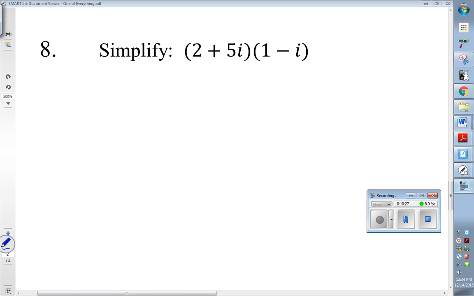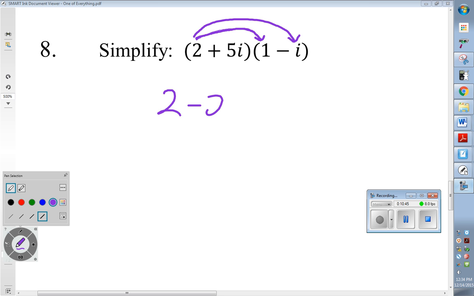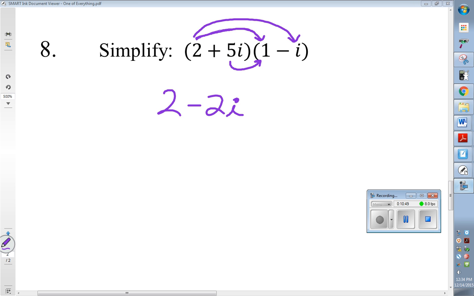Number 8 should be easy. If you can do number 5 on the front side, where we had to simplify with the conjugate, this one's twice as easy. You don't have to do anything besides multiplying. All right, so all we're going to do is go through our multiplication steps here. 2 times 1 is 2. 2 times negative i is negative 2i. 5i times 1 is 5i. And 5i times negative i is negative 5i squared.